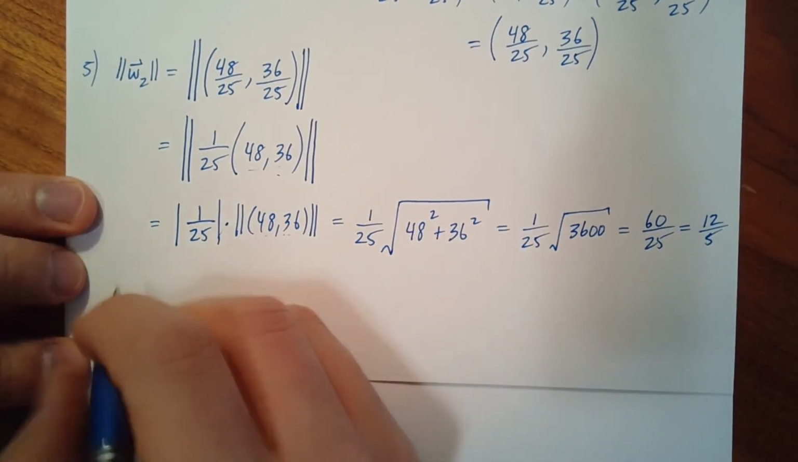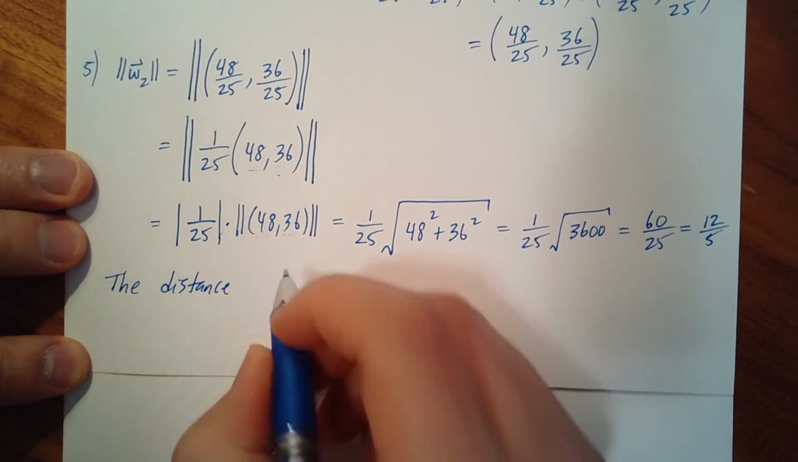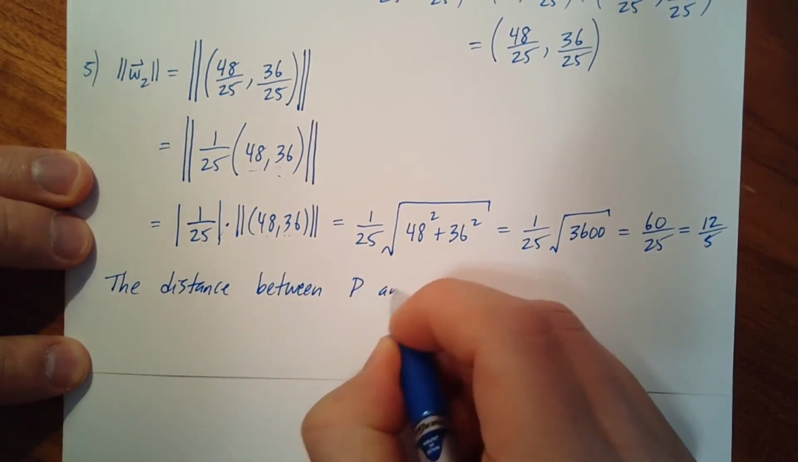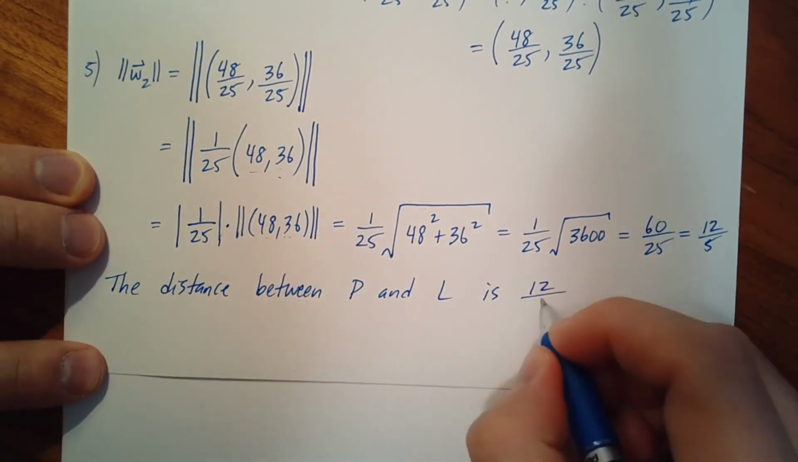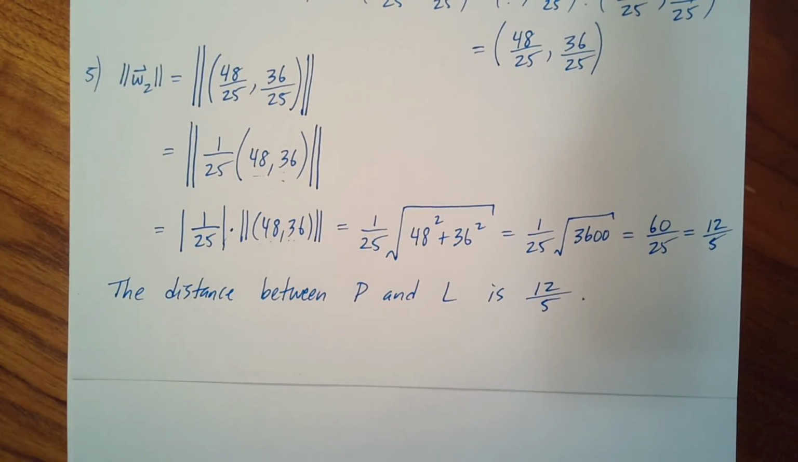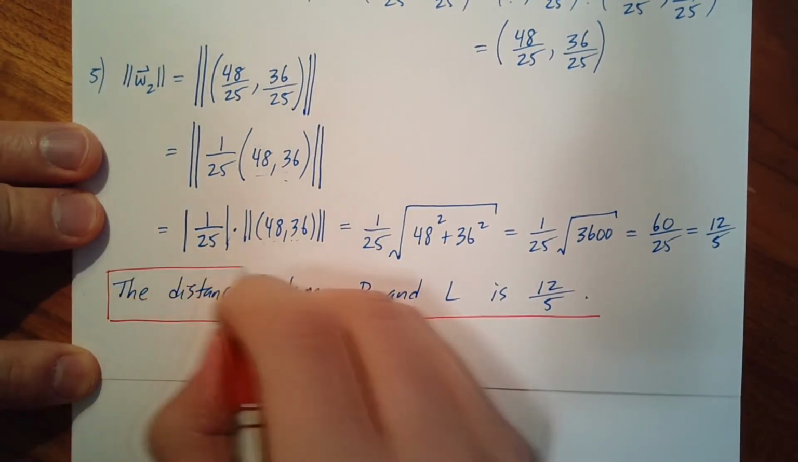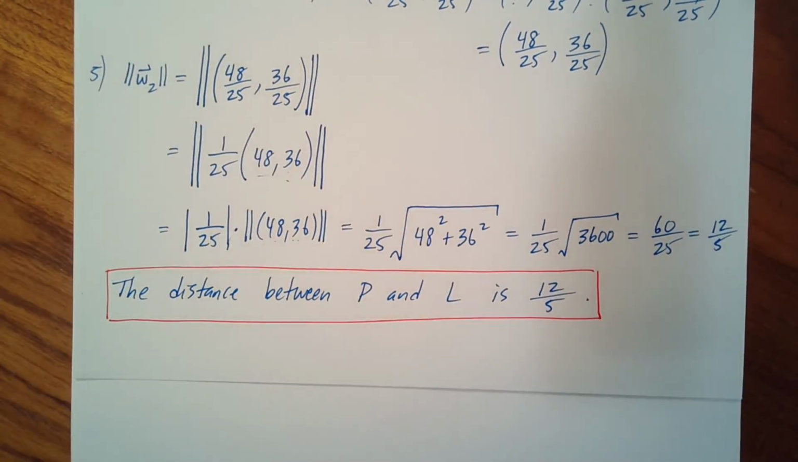So finally, we can summarize our answer. The distance between P and L is 12 over 5. So that is our final answer for this question. So that's an example, a concrete example of projections in action and what they give you.